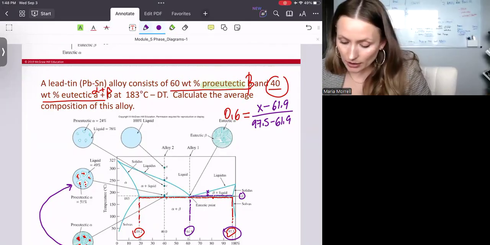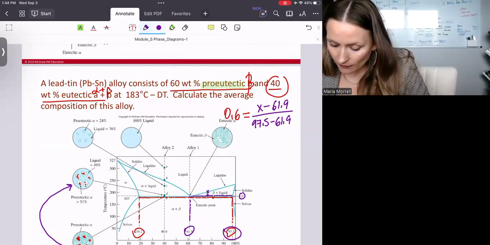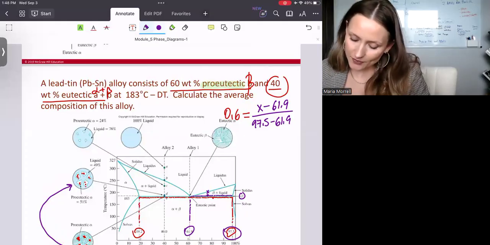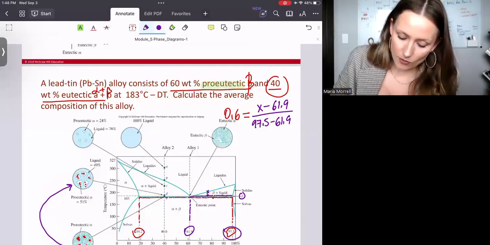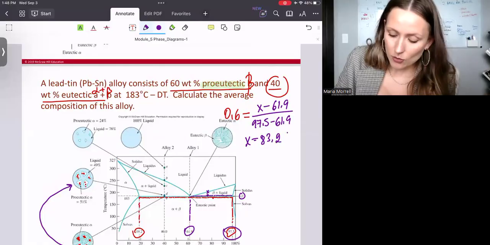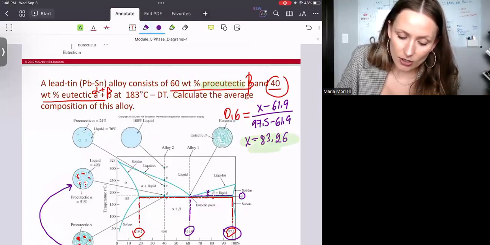Now, from here, let's do the math. 97.5 minus 61.9 times 0.6 plus 61.9. And I erased it accidentally. Okay, 97.5 minus 61.9 times 0.6 and then plus 61.9. And that would give me x, which is 83.26. And that is actually your answer.